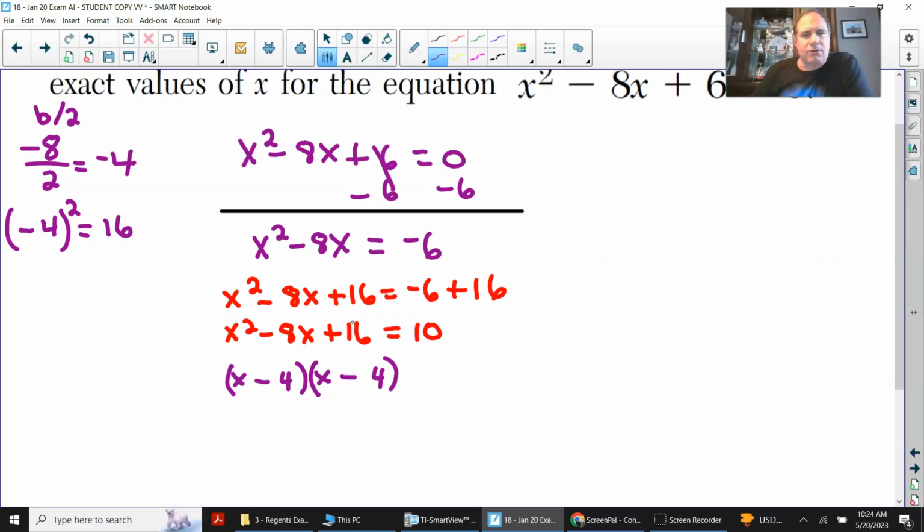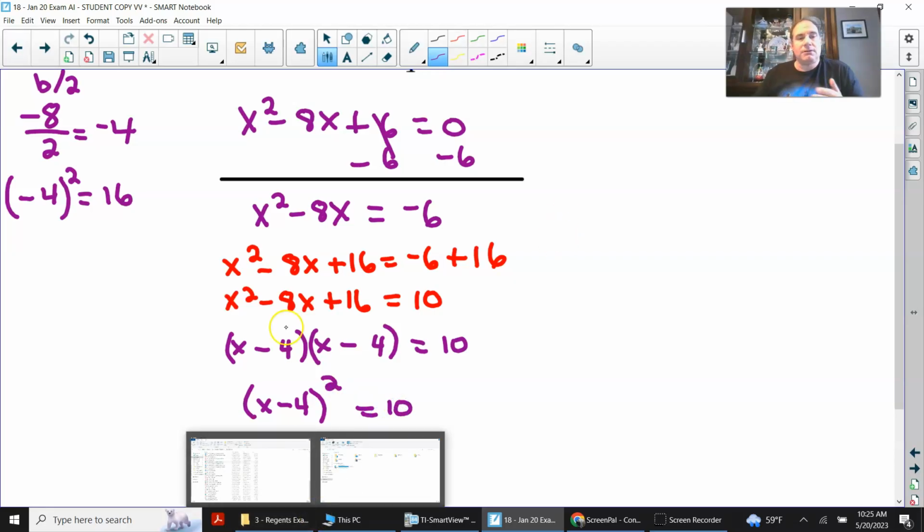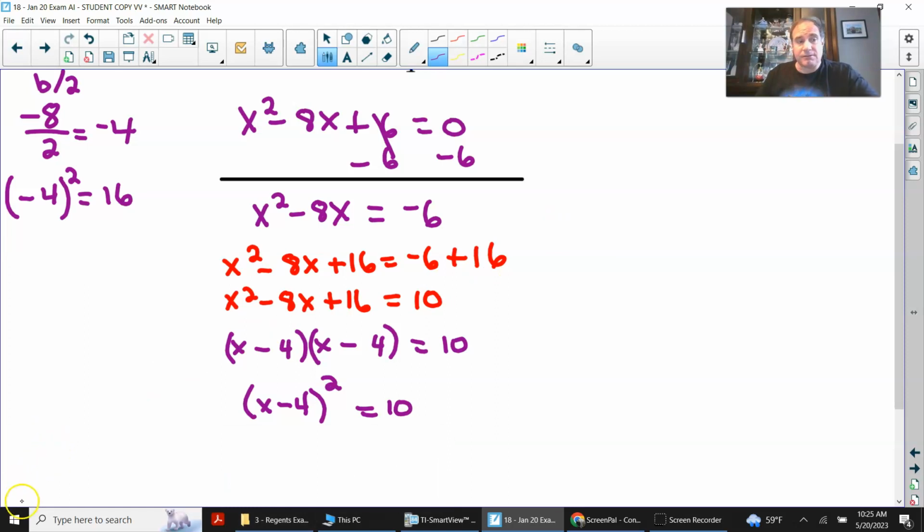All right, so then all of a sudden on the other side you have 10. So don't get confused here. This is negative 4 times negative 4 is positive 16. Negative 4 plus negative 4 is negative 8. So it'll always work out that way when you're completing the square. So when you have the x minus 4 times x minus 4, you could shorten it up to that. And remember, you do have to solve this.